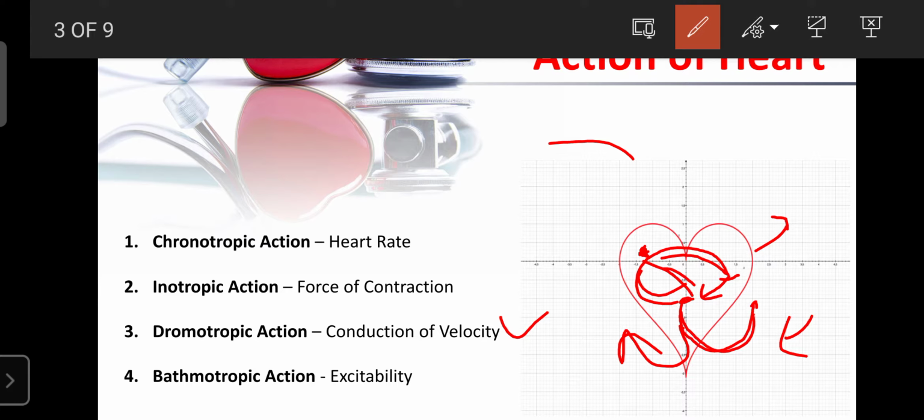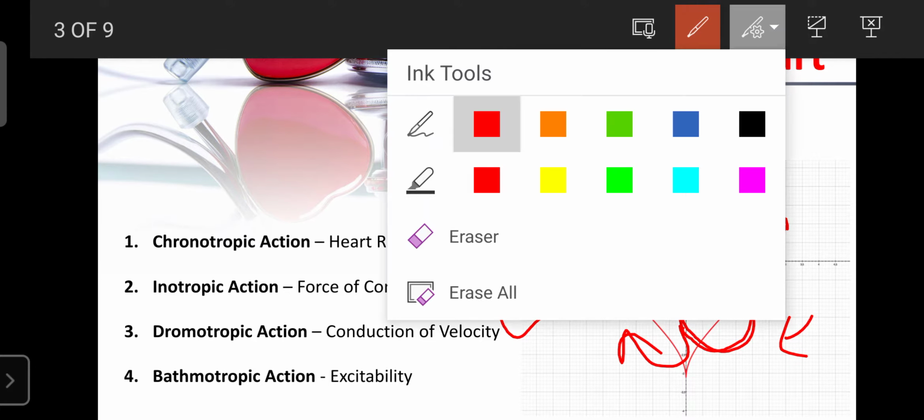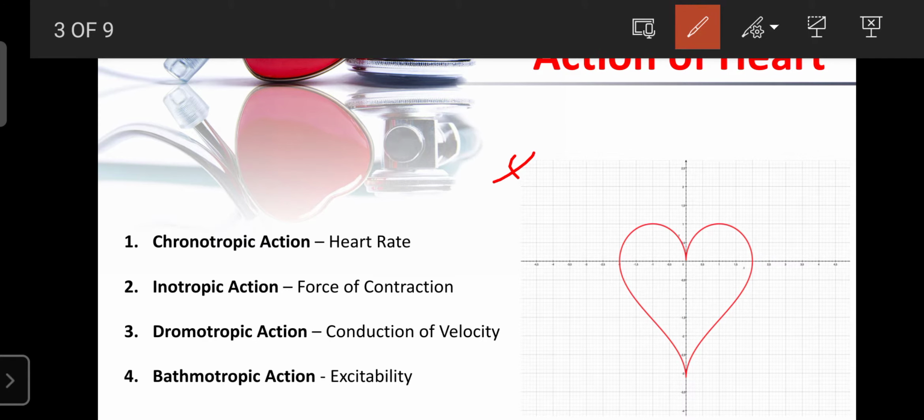If it is fast, it rapidly reaches the myocardium, atrium, and ventricle, then the contraction occurs rapidly. Due to that, the blood pressure increases. If it is slow, the heart contracts slowly, then blood pressure decreases, heart rate decreases, and hypotension occurs. That's why the dromotropic actions are positive and negative. Positive means increasing the conduction velocity, and negative means decreasing the conduction velocity.